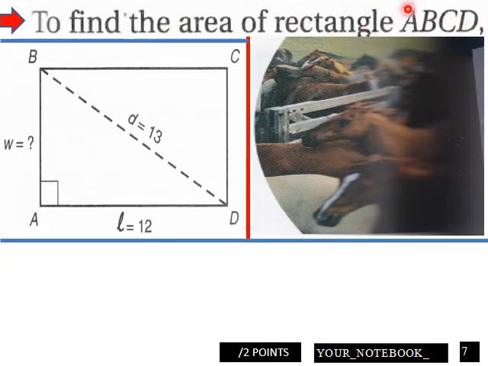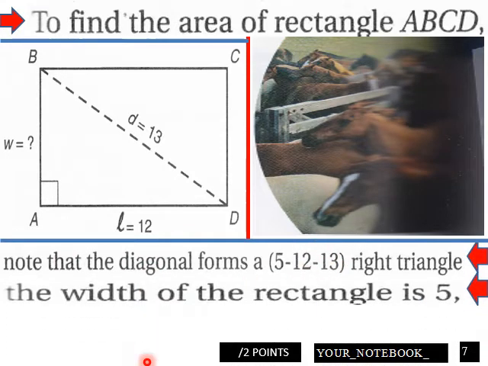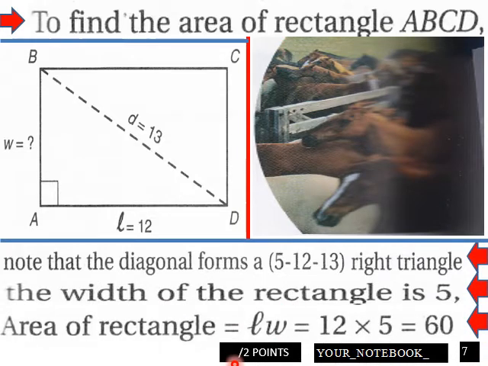To find the area of rectangle ABCD, we have some dimensions here. Note that the diagonal forms a 5, 12, 13 right triangle. The width of the rectangle is 5, so the area of this rectangle will be length times width, which should equal 12 times 5.